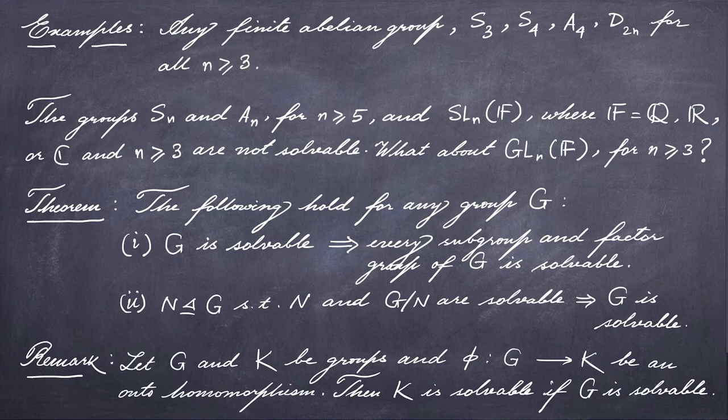Before getting into the proof, let me make the following remark. If G and K are groups, and we have an onto homomorphism phi from G to K, then by the first isomorphism theorem, K is isomorphic to G modulo kernel phi. Now if G is solvable, then any factor group will be solvable, so G modulo ker phi will be solvable. Since K is isomorphic to that, K will also be solvable.